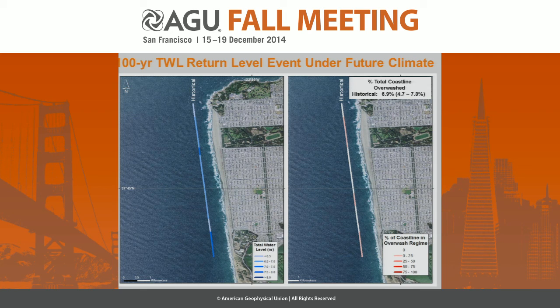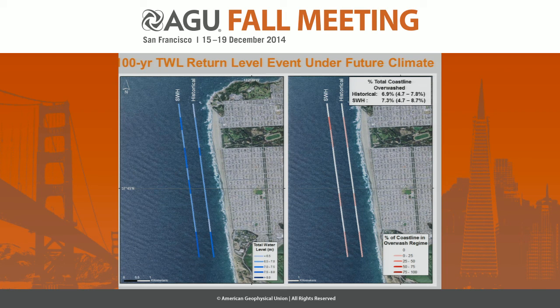So I'll just be showing you a few different maps like this, but on your left-hand side, we'll have the total water level, and so the darker blue indicates a higher water level event. And on your right-hand side, we'll have the overwashing on the coast. And up here in the corner, I just have the percent of the total coastline that's overwashed. So you can see for this historical event, about 7% of the coastline will be subject to overwashing for the average 100-year event across these 35 different simulations.